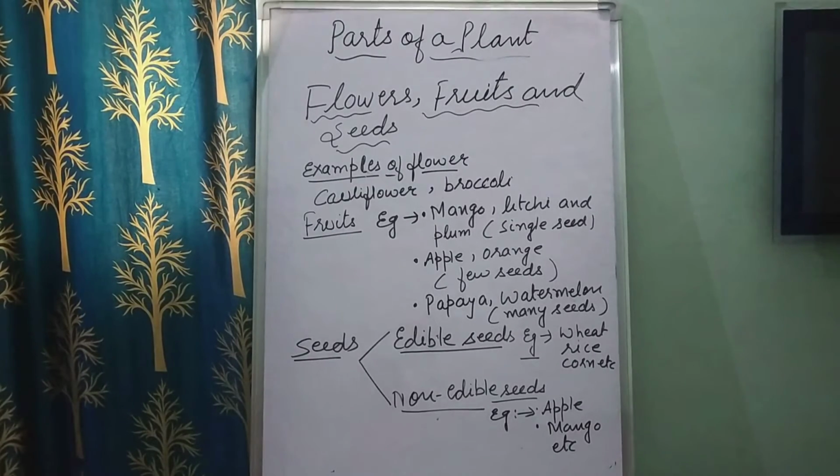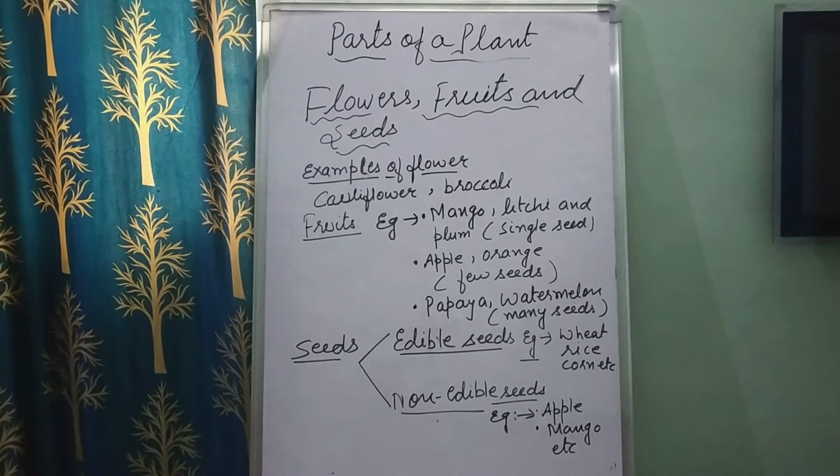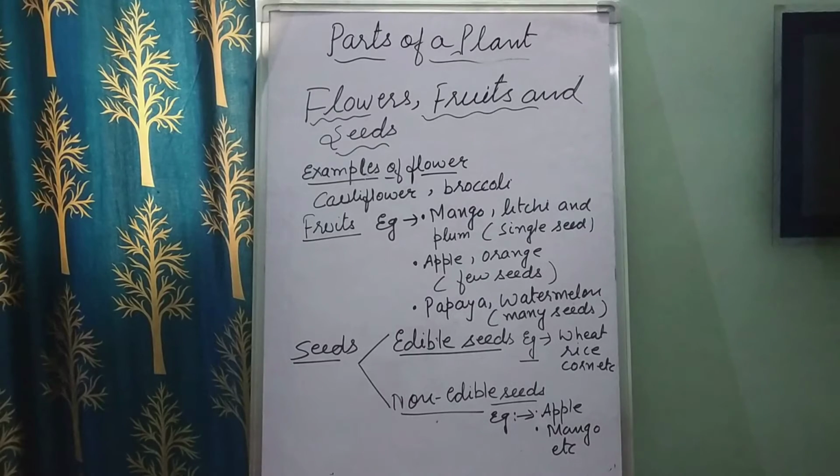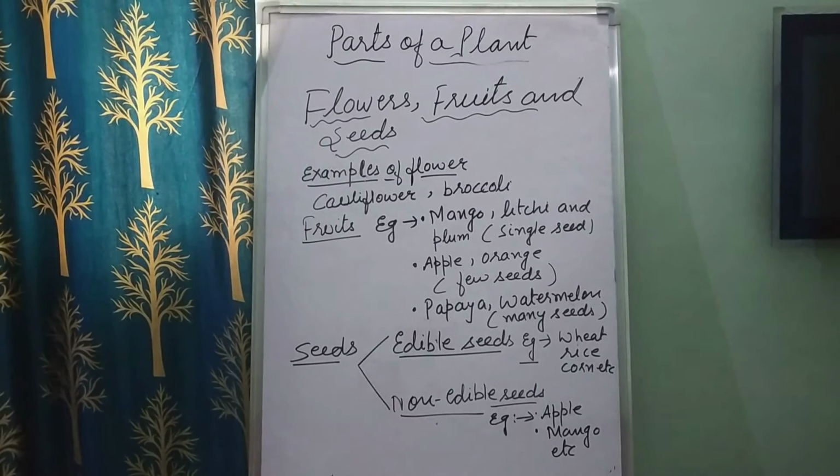Examples of flowers like the cauliflower and the broccoli are flowers that we eat. We are eating these flowers as vegetables. Now coming to the fruits.